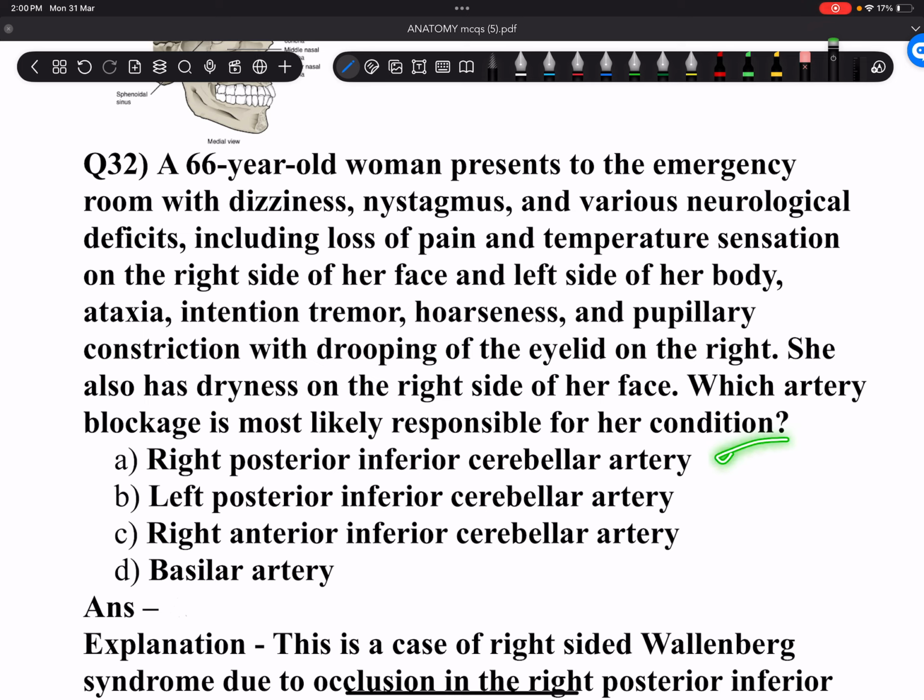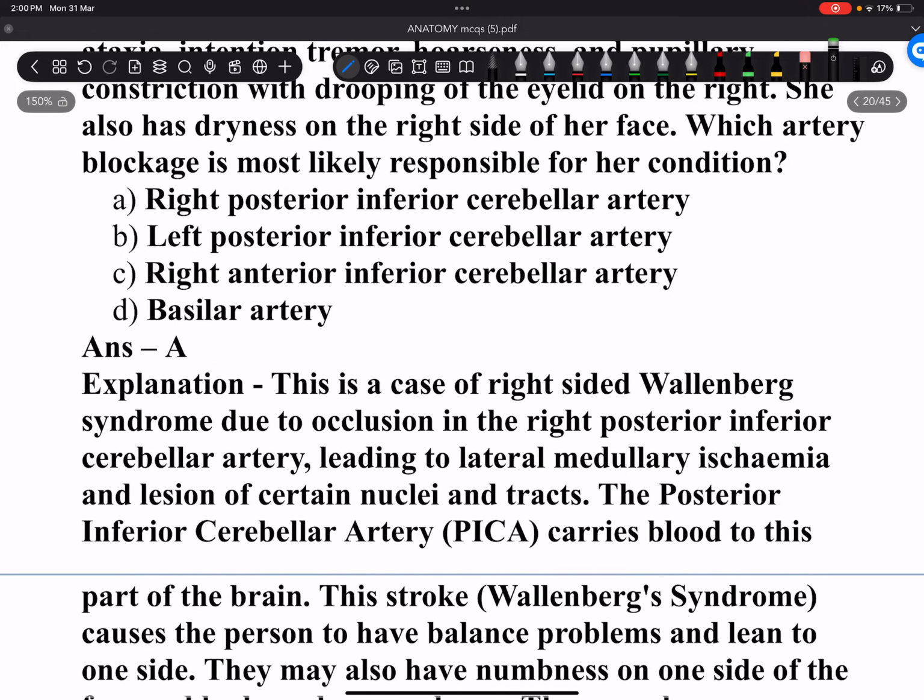So it would be the right posterior inferior cerebellar, or left posterior inferior cerebellar, or right anterior inferior cerebellar, or basilar artery. Let me know the answer, guys. Guess it. Correct, the answer is A. So let's go with the explanation.